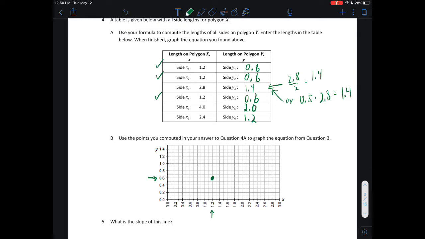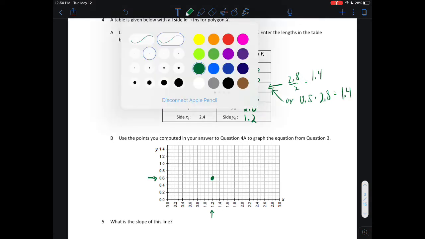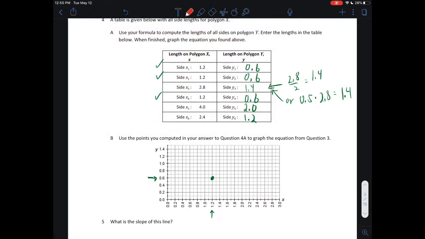So that one point that I just drew in green actually takes care of a few of the lengths that we had. So now I'm going to use a different color, and I'm going to graph something that works for side x3, which is 2.8, and side y3, which is 1.4. So I find 2.8 along the horizontal axis, which means I would start there, and then I have to go up as high as 1.4 on the y-axis. So that gives me this point almost at the upper right corner of the graph.